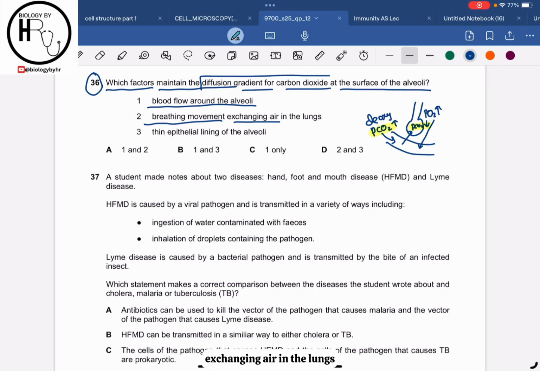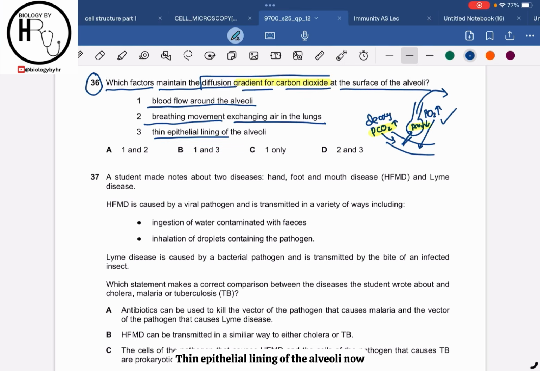Breathing movement, exchanging air in the lungs. Yes, this is also maintaining a diffusion gradient of carbon dioxide, because the air in the alveoli has a greater concentration of carbon dioxide after gas exchange takes place and carbon dioxide moves from the pulmonary capillaries to the alveolus. Then we exhale the air, so the carbon dioxide-rich air is exhaled out, and when we inhale, the inhaled air, which is low in carbon dioxide and rich in oxygen, comes in. So yes, the breathing movement, the exchanging of the air in the lung, is also maintaining a diffusion gradient for carbon dioxide.